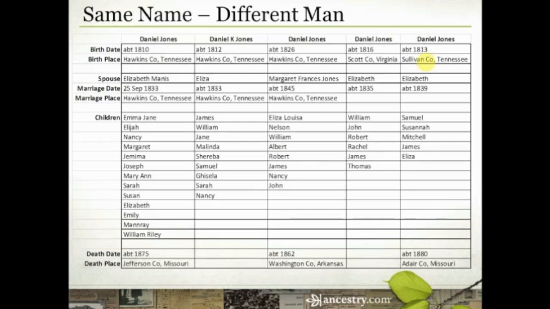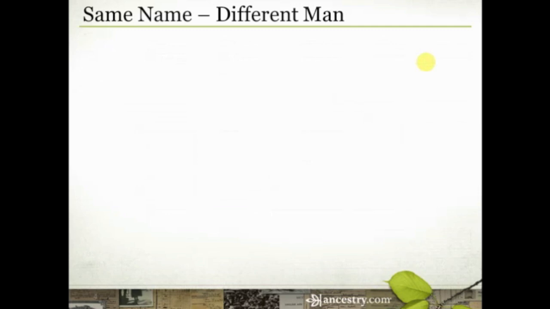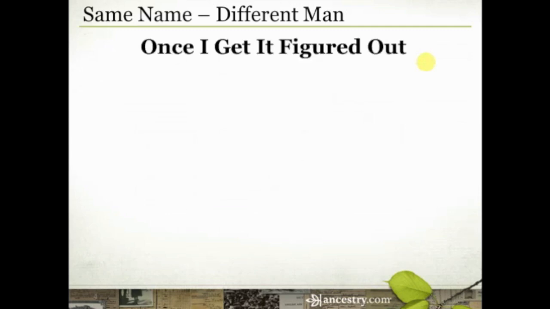Actually, I use OneNote and then spreadsheets. And so I keep all of this straight until I'm sure I have it all figured out. And then, once I have it all figured out, then I enter the information into my family tree. And that's important, okay? Once you get it figured out, then you can enter the information into your family tree. However, you're not done, okay?